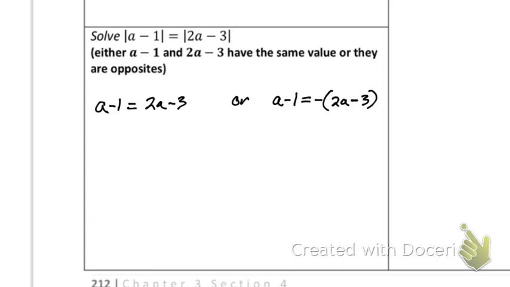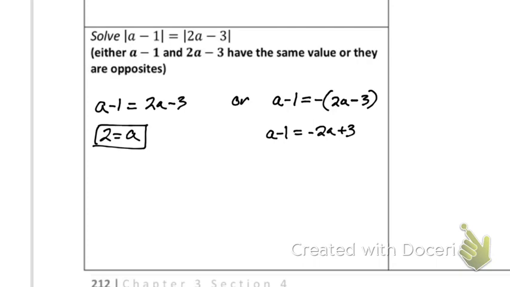All right, if they're the same value, we have this one. I'm going to subtract a from both sides and then add 3 to both sides, which would be 2 equals a for that one, solving it. This one, we're going to have a minus 1 equals a negative 2a plus 3. Ooh, did I make a mistake already? On which one? It should be negative 2. No, it should be 4. Wait, what? Okay, then I'm wrong.